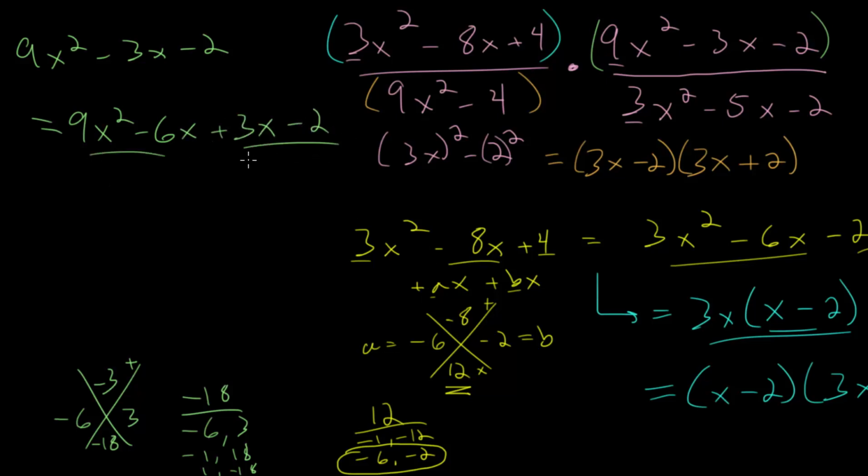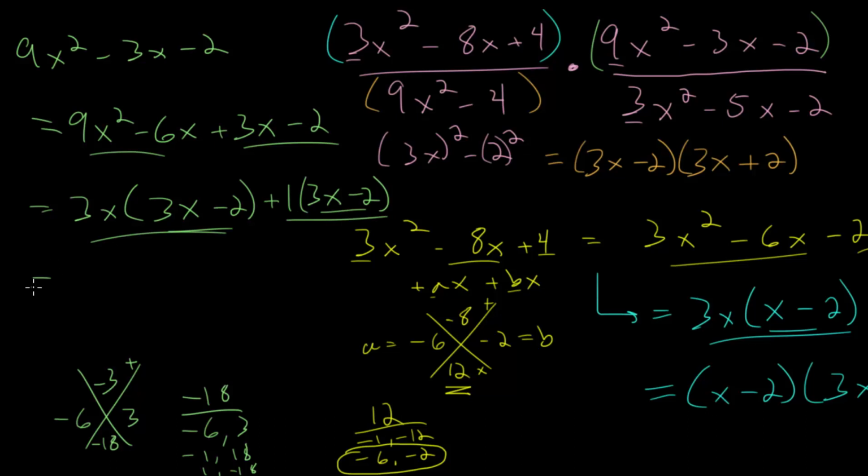We group the first two and the second two together. We can pull out the greatest common factor, which in this case we can pull out a 3x. And from this one we're left with a 3x. Here we're left with -2. And for the second pair, all we can do is pull out a 1 so that we still have this 3x minus 2. But by pulling out 1, it just makes it clear that we do have the same expression for each of these terms, which we can now factor out. We pull out the 3x minus 2. Here we're left with a 3x.